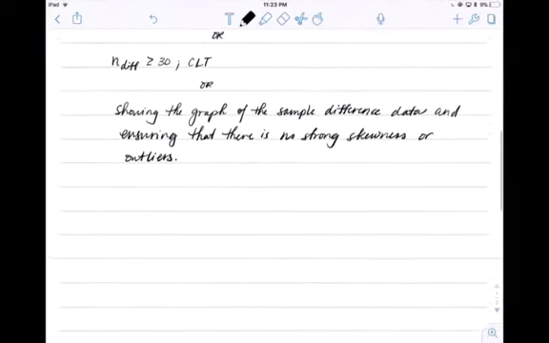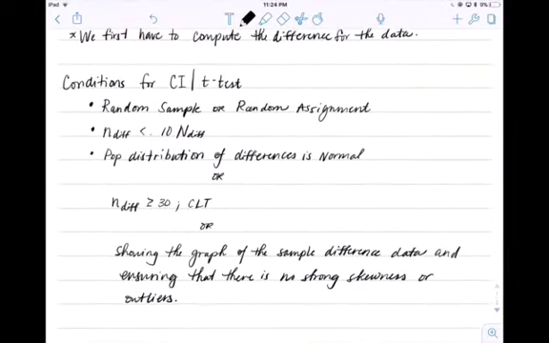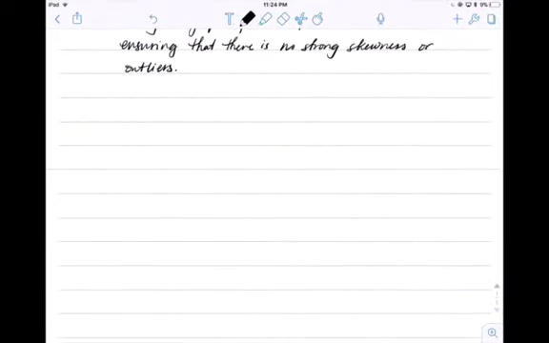Okay. All right, so those are going to be the conditions that we're going to be working with for both the confidence intervals and the t-test. Okay, and the last thing that I'm going to make a note of before I jump into examples is going to be how we run our hypothesis test.